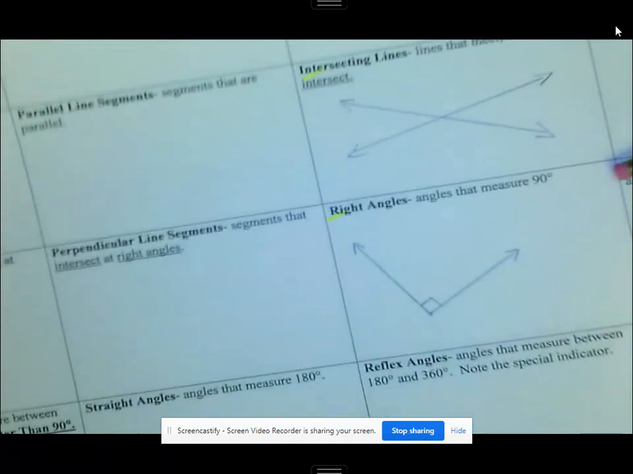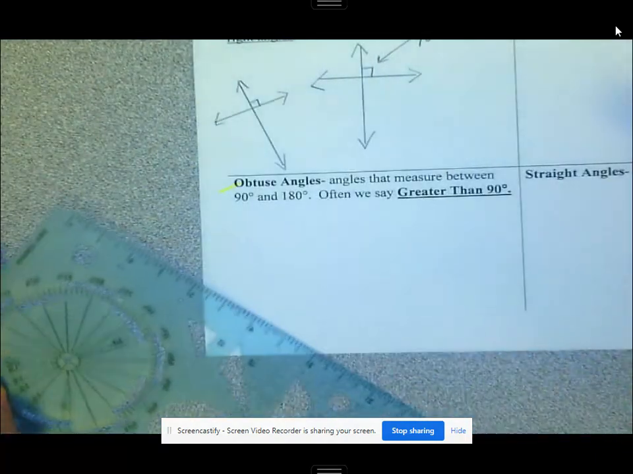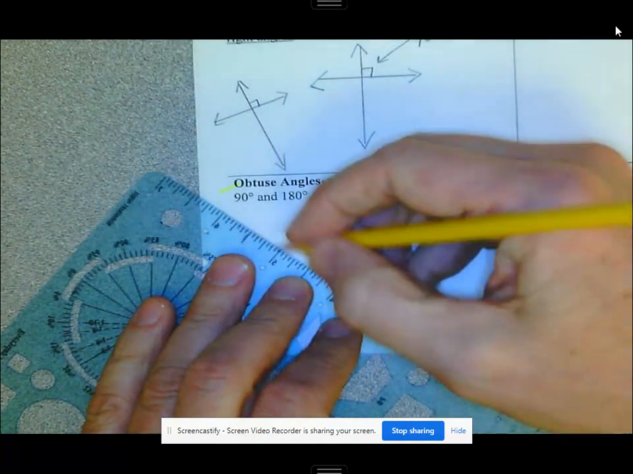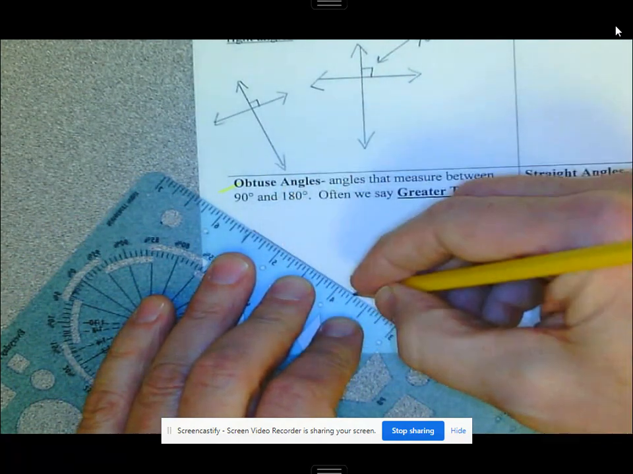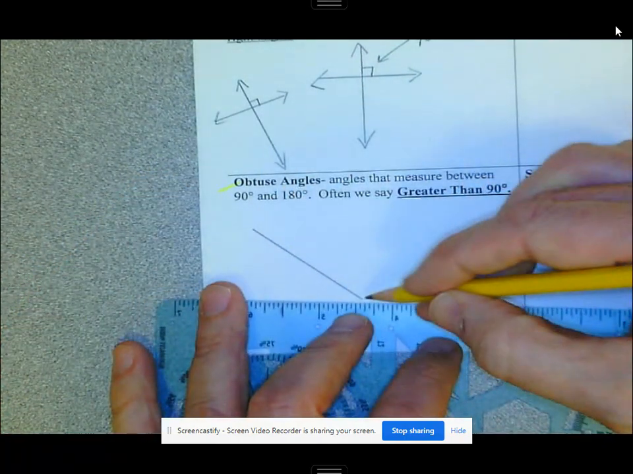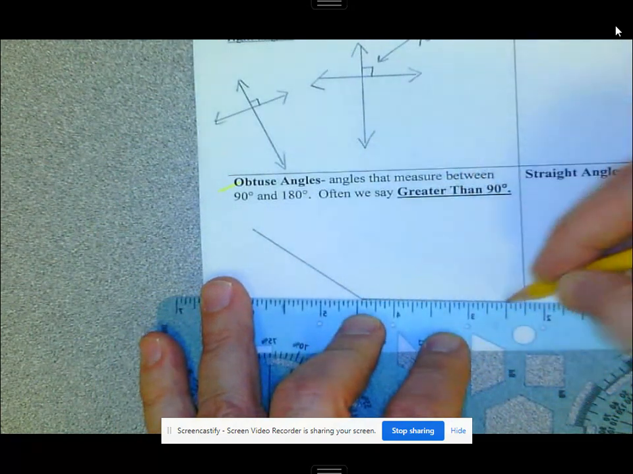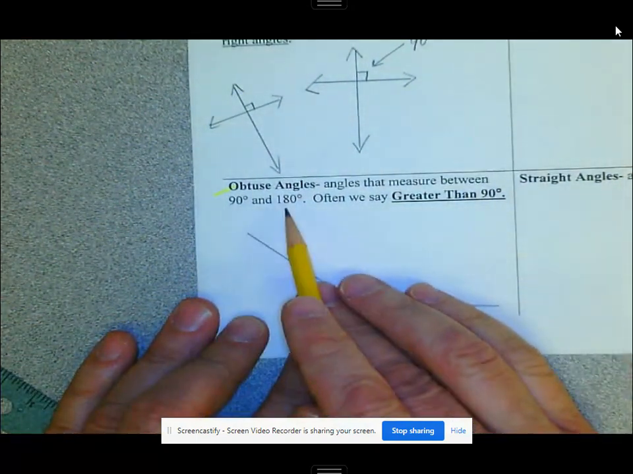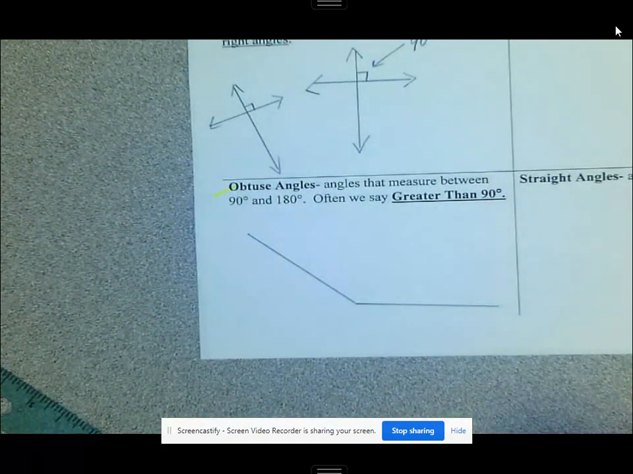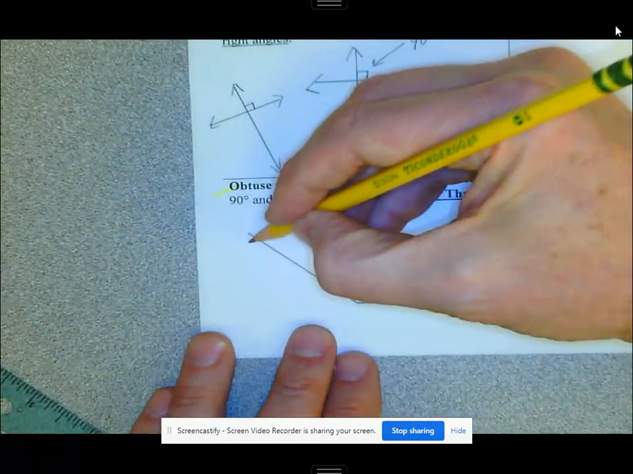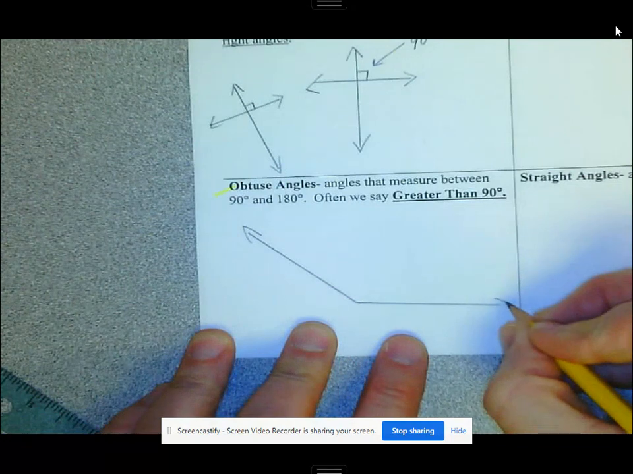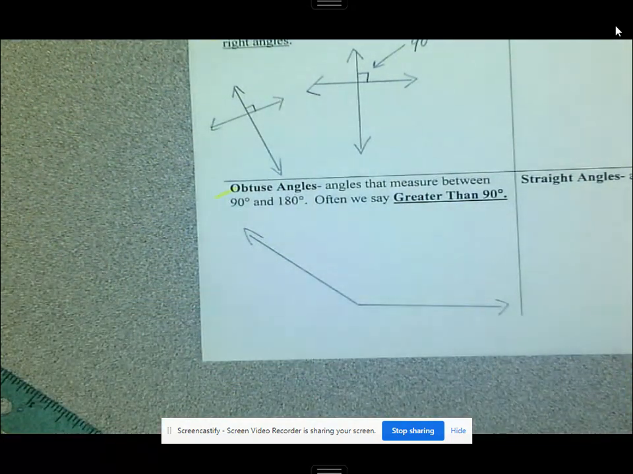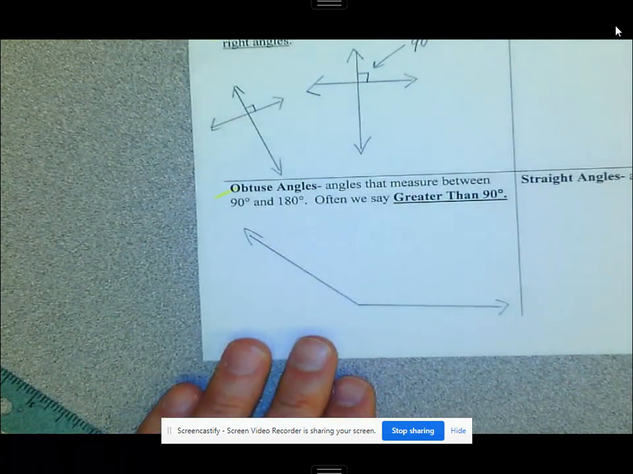The last type of angle we're going to talk about is an obtuse angle. Obtuse is bigger than 90, and so you're going to see that it opens up quite big. But obtuse angles are angles that measure between 90 and 180 degrees, technically. Often we just say greater than 90 degrees because we don't often deal with reflex angles very much, which are angles that are greater than 180 degrees.